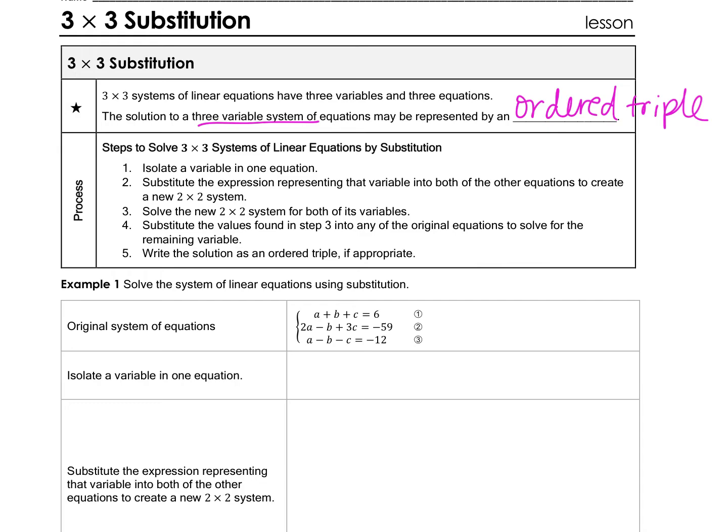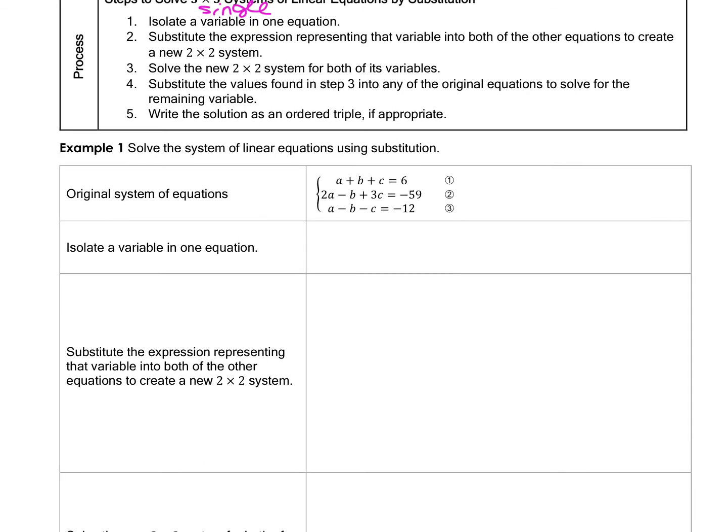We're just solving them by substitution. We've already gone over how to substitute. So we're going to isolate a variable in one equation. When you isolate a variable, it's easier if you isolate a single variable. Remember, we talked about that on the 2x2s. So the first step is to isolate a variable in one equation.